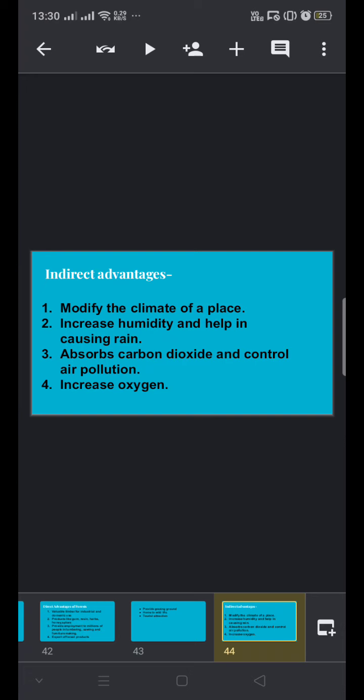Now there are indirect advantages also, from which we are not directly getting advantage. Indirectly we are getting advantage. Number one is modify the climate of a place. So the forests are modifying the climate of a place. It is increasing the humidity and helps in causing rainfall, absorbs the carbon dioxide, controls air pollution, increases oxygen, the roots bind the soil and prevent soil erosion, maintain underground water table, increase the soil fertility.